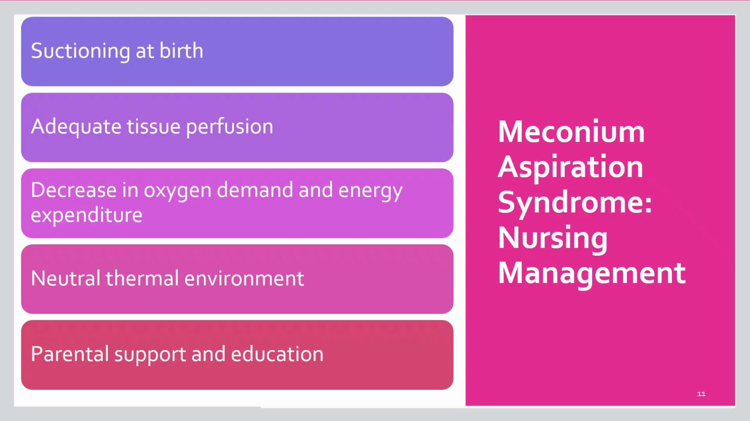Meconium aspiration syndrome nursing management: suctioning at birth. As soon as the baby is delivered, suction. Adequate tissue perfusion, decrease in oxygen demand and energy expenditure. That's how we cluster the care, so the baby does not need to spend too much energy every time we test the baby. Neutral thermal environment, so it should not be too cold or too hot, it should be perfect like the mother's womb. Parental support and education, it's very distressing for the parents with this one also. So give them education, give them support, tell them about the condition, and that helps them get some relaxation.